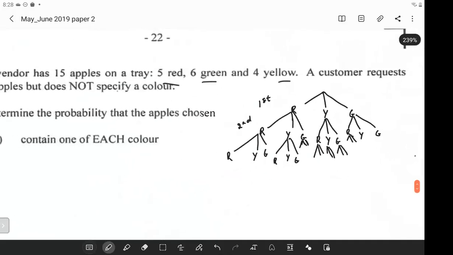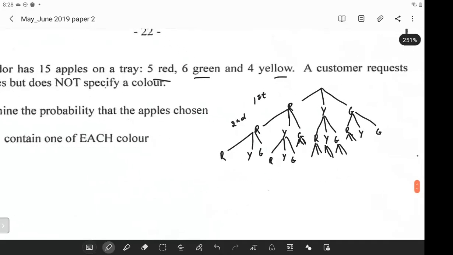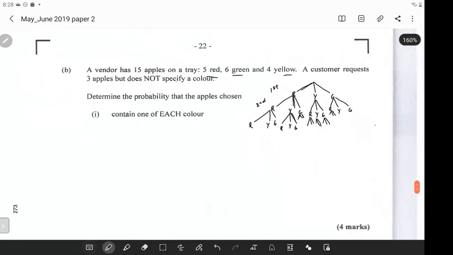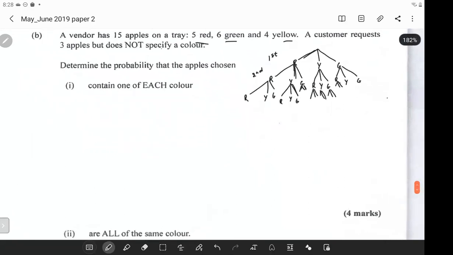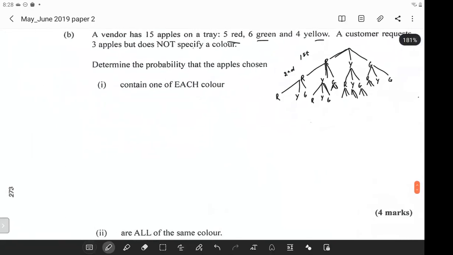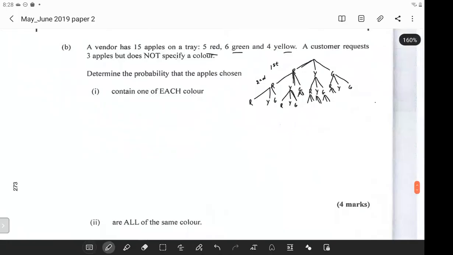Now they want one of each color. So if we choose red, then we have to choose yellow, and after that green. Then we have the probability of choosing red, then green, then yellow, and so on. So we have to consider the permutations. How many permutations do we have? We have 6 possible permutations, such that each of them is a different color.